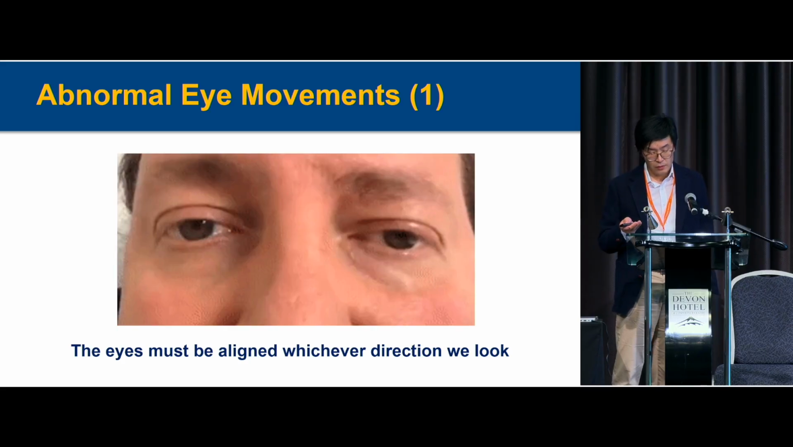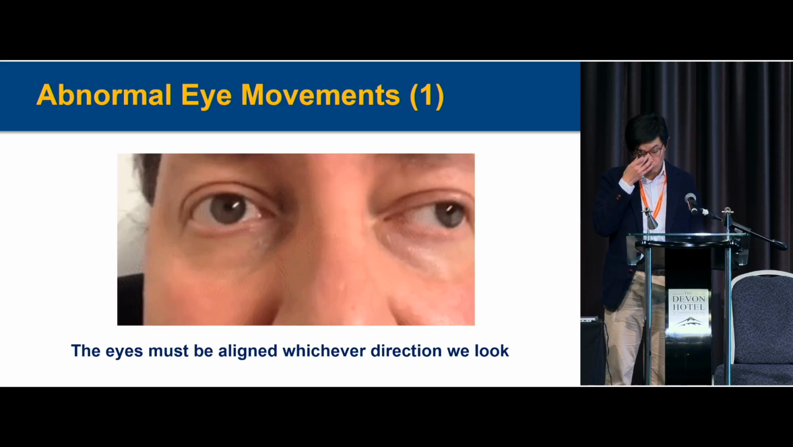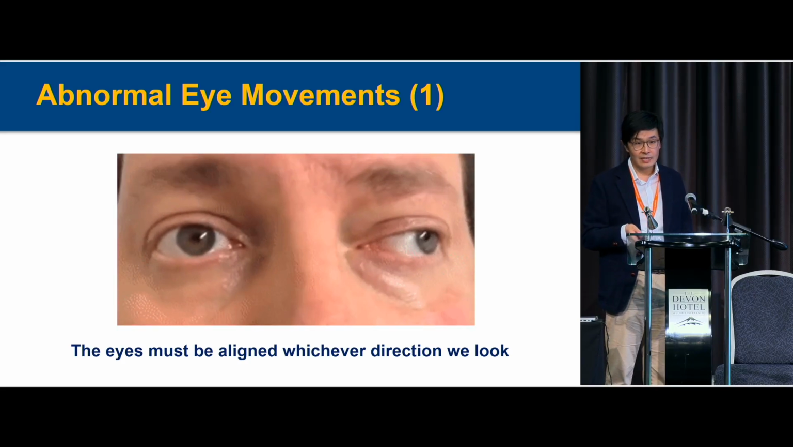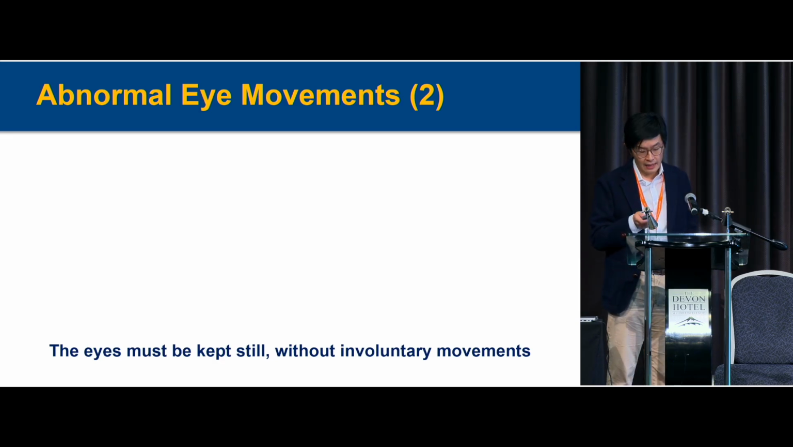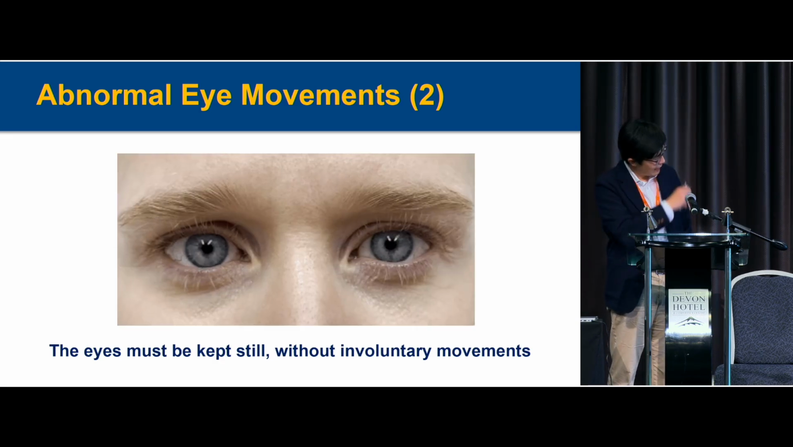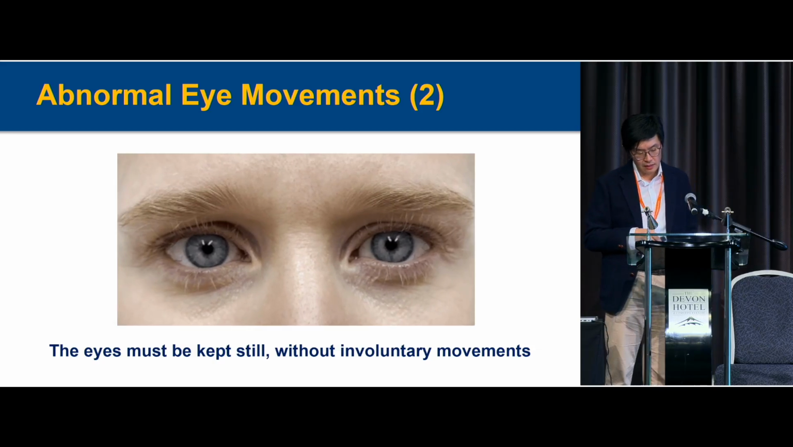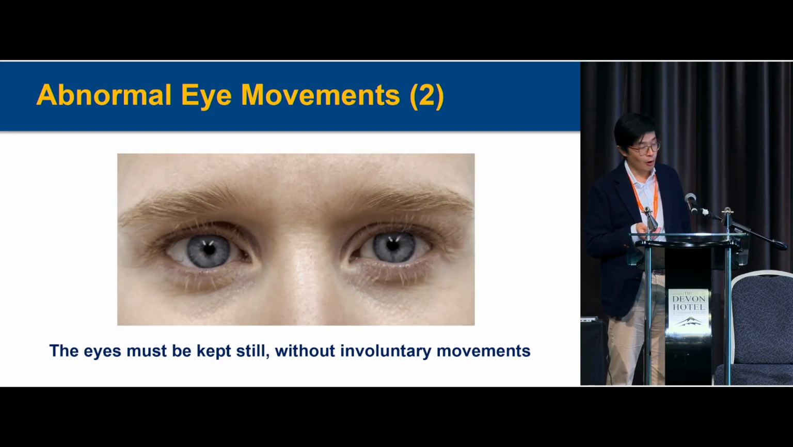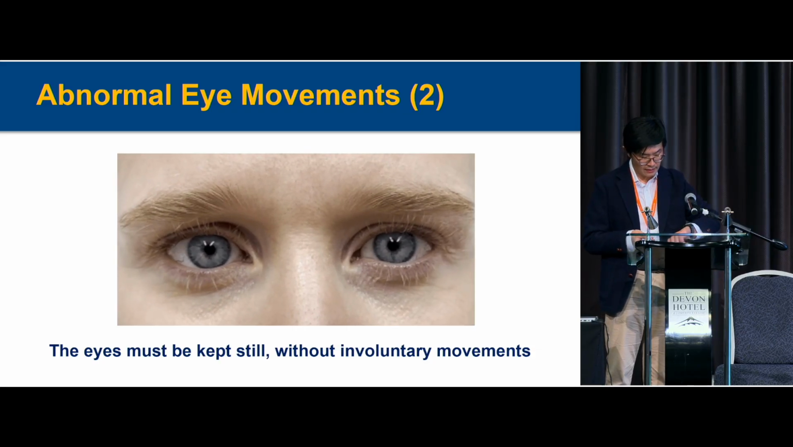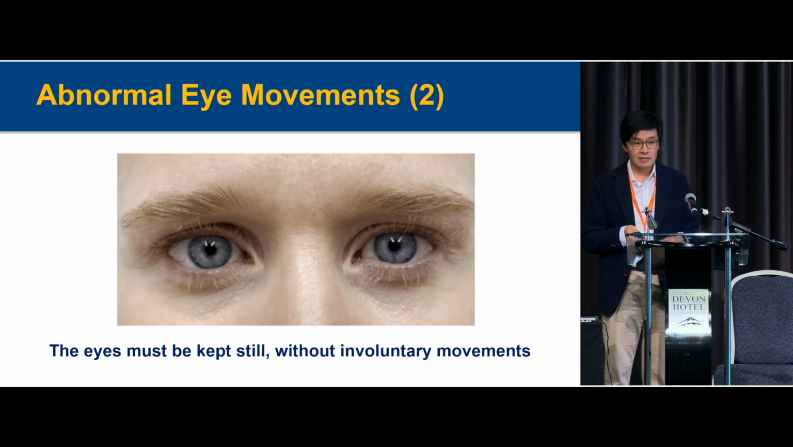So the eyes have to be aligned whichever direction we look if we want to have nice, clear, straight vision. The other thing that can happen is some shaking of the eyes. This is what we call nystagmus. Both the internuclear ophthalmoplegia that we saw from the last video, as well as the nystagmus that we see here, typically occur when you have MS demyelinating plaques involving the brainstem.